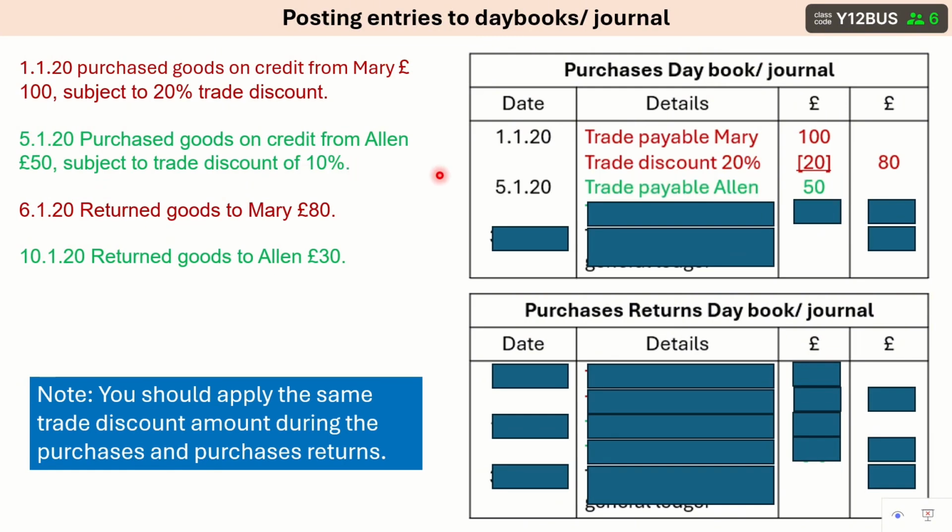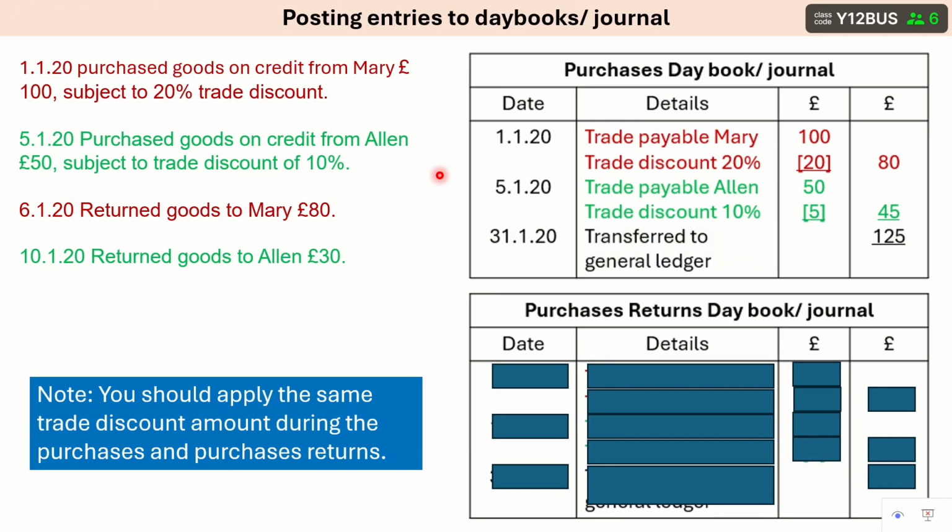Enter the date in the purchases daybook. Amount, calculate the discount, which is 5, so 45 is the difference. 31st of Jan 2020, transferred to general ledger 125.